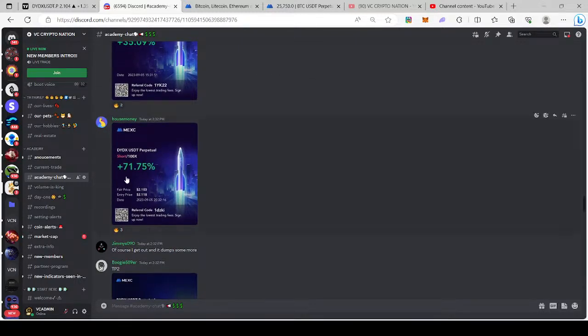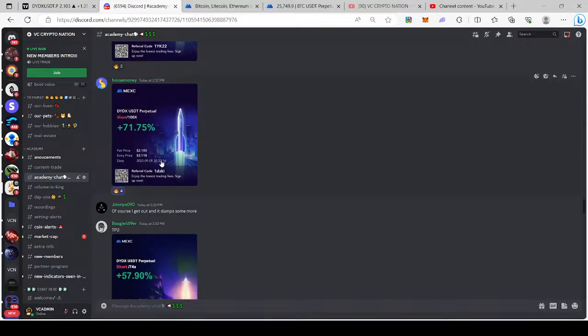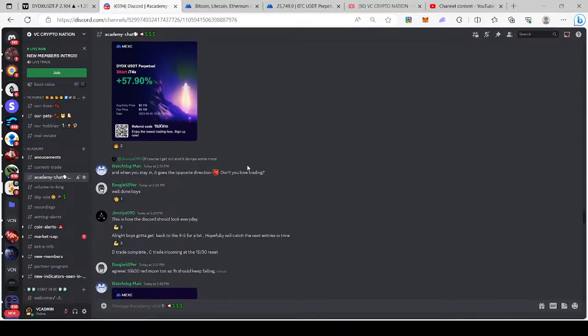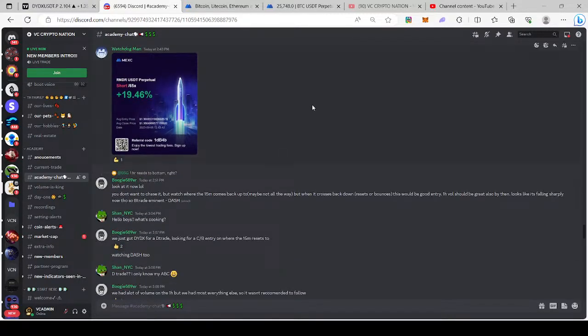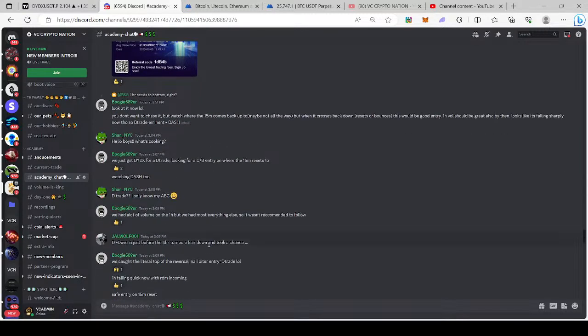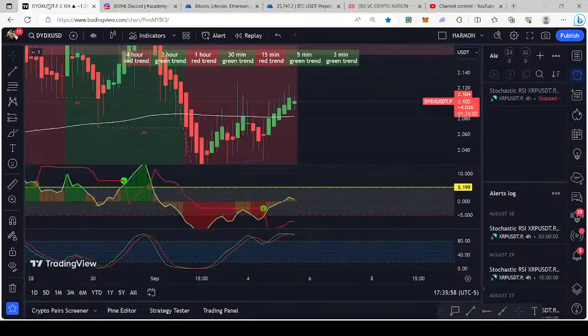And here's the trade that did really well, which is what I'm about to show you guys, the Dydx 71%. So that's about where you should be in that section right there. So we're going to go over this and show you the breakdown of that. We just got Dydx for a D trade, looking for a CB entry on where the 15 trade is, right? Had a lot of value. So let's go take a look at Dydx, guys.